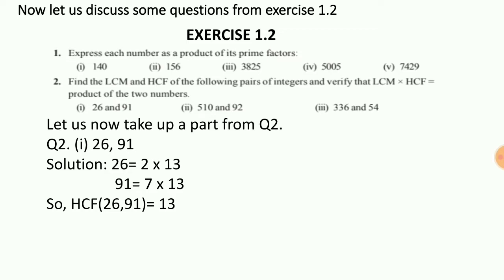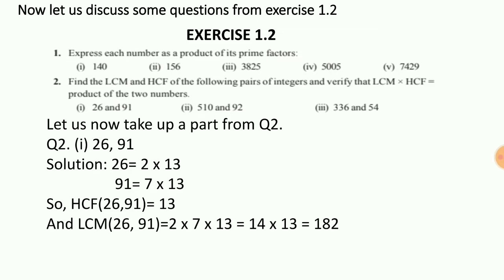LCM is the product of every prime factor of the two numbers with their highest power. So, the prime factors here are 2, 7 and 13 and their highest power is 1. So, the LCM is 2 into 7 into 13 which is equal to 182.